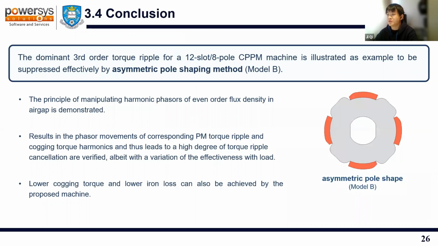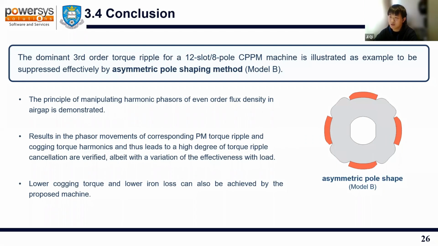So now let's move to a brief conclusion on the asymmetric pole-shaped machine. In this report, the dominant third-order torque ripple for a 12-slot 8-pole consequent pole machine is illustrated as an example to be suppressed effectively by the asymmetric pole shaping method. And in this report, the principle of manipulating harmonic phasors of even order flux density in the air gap is demonstrated.